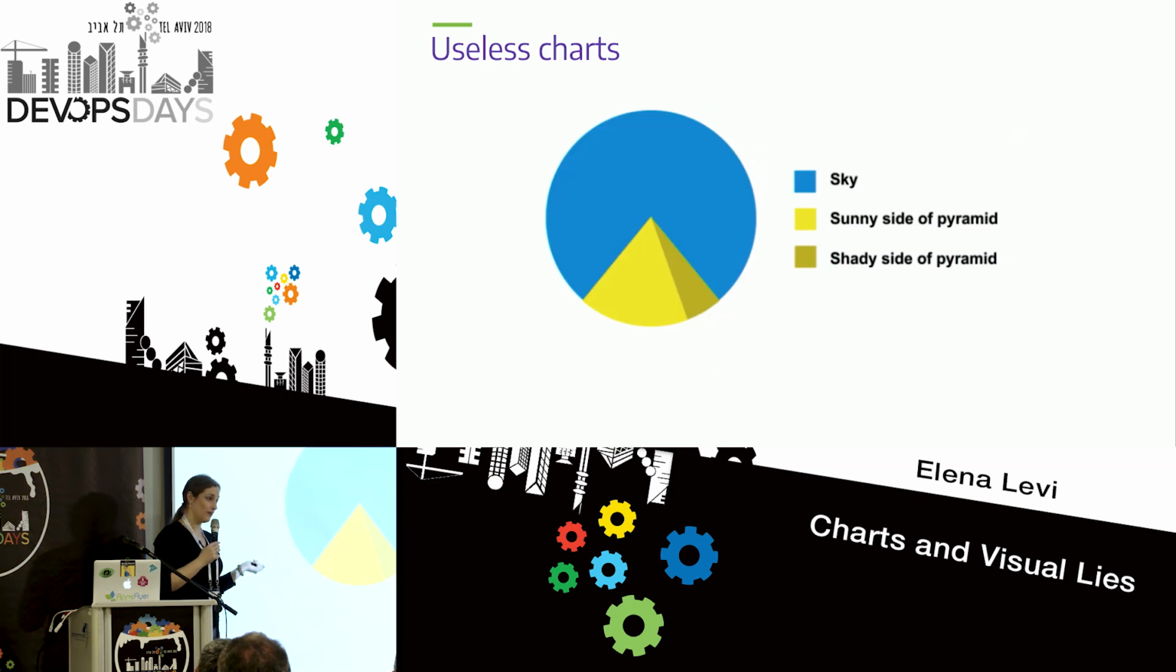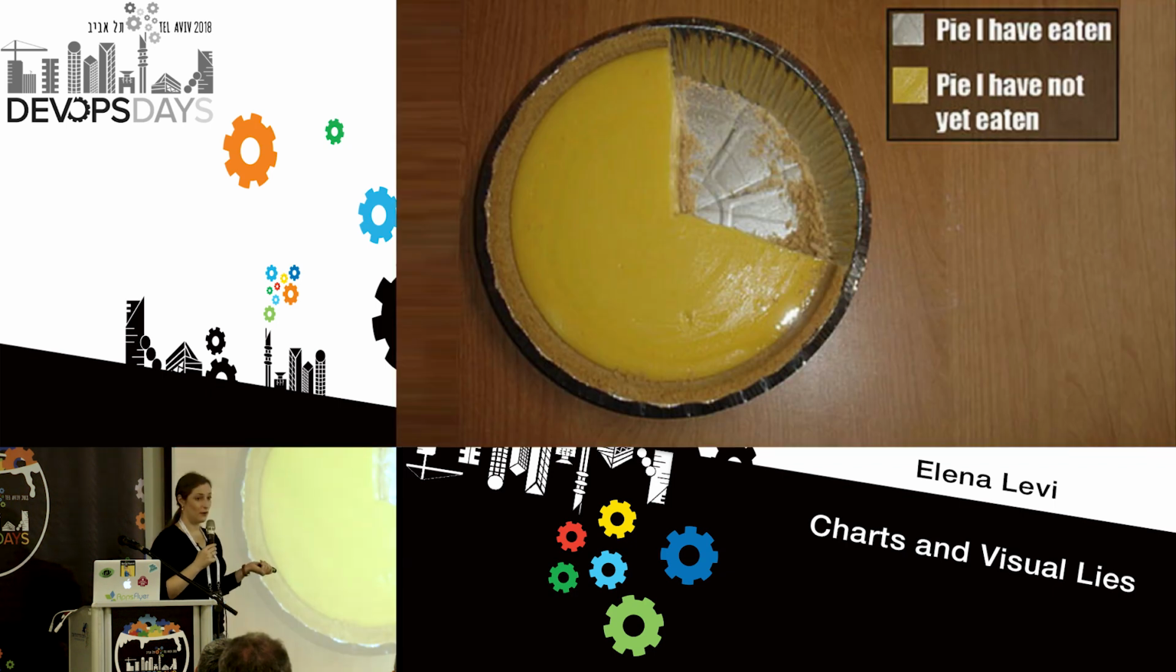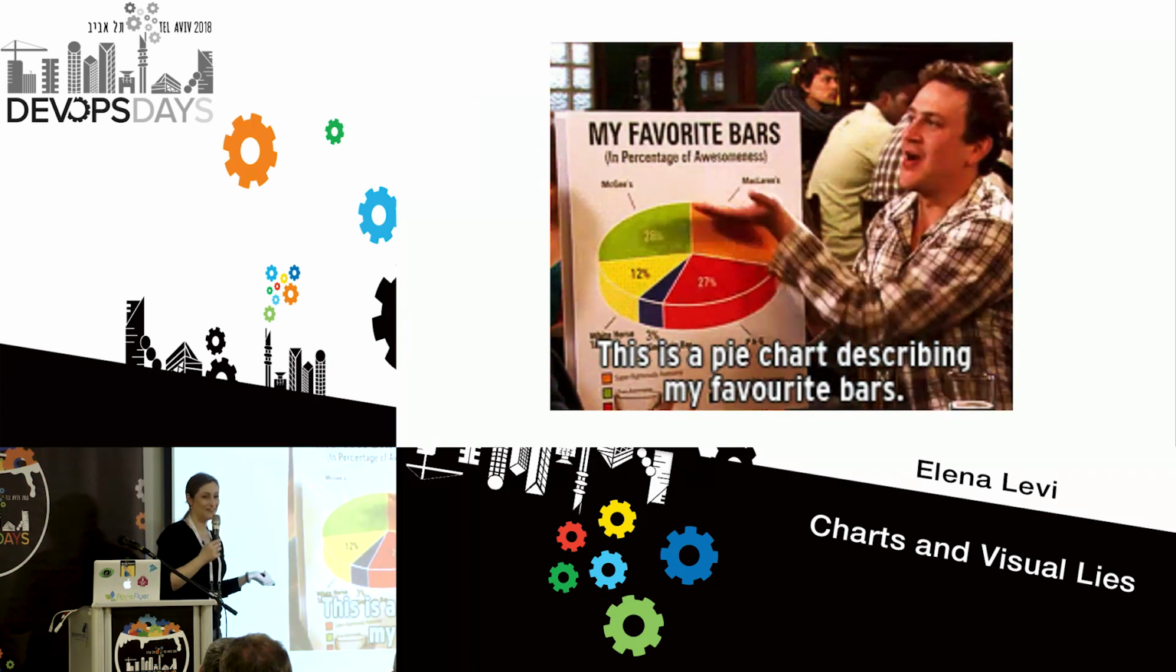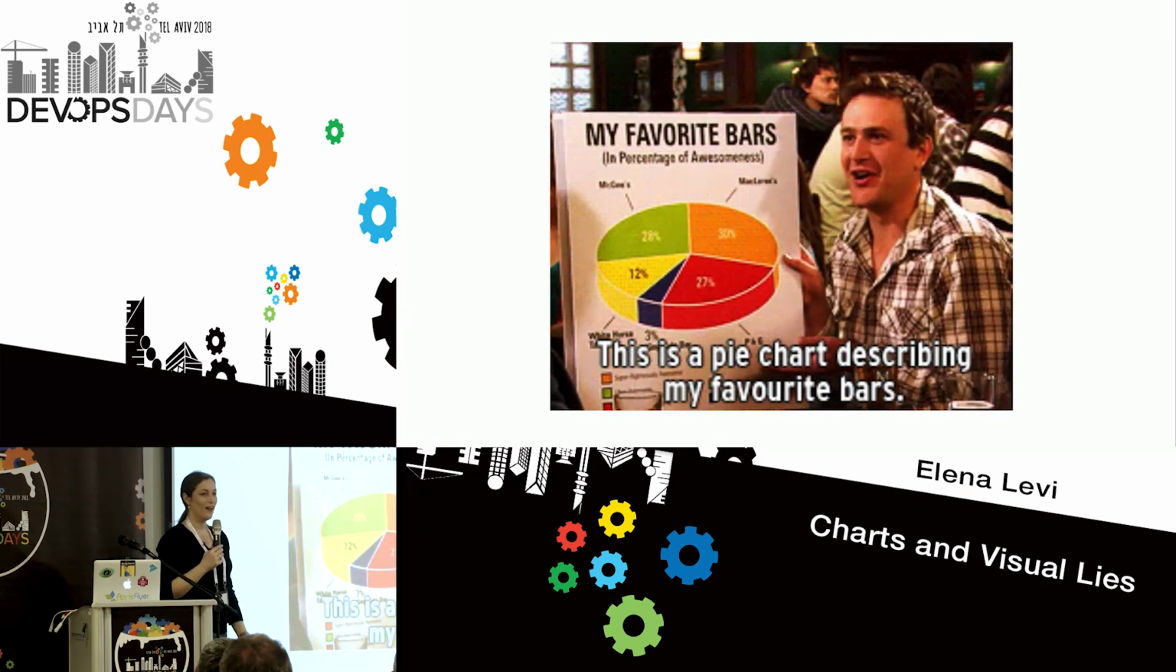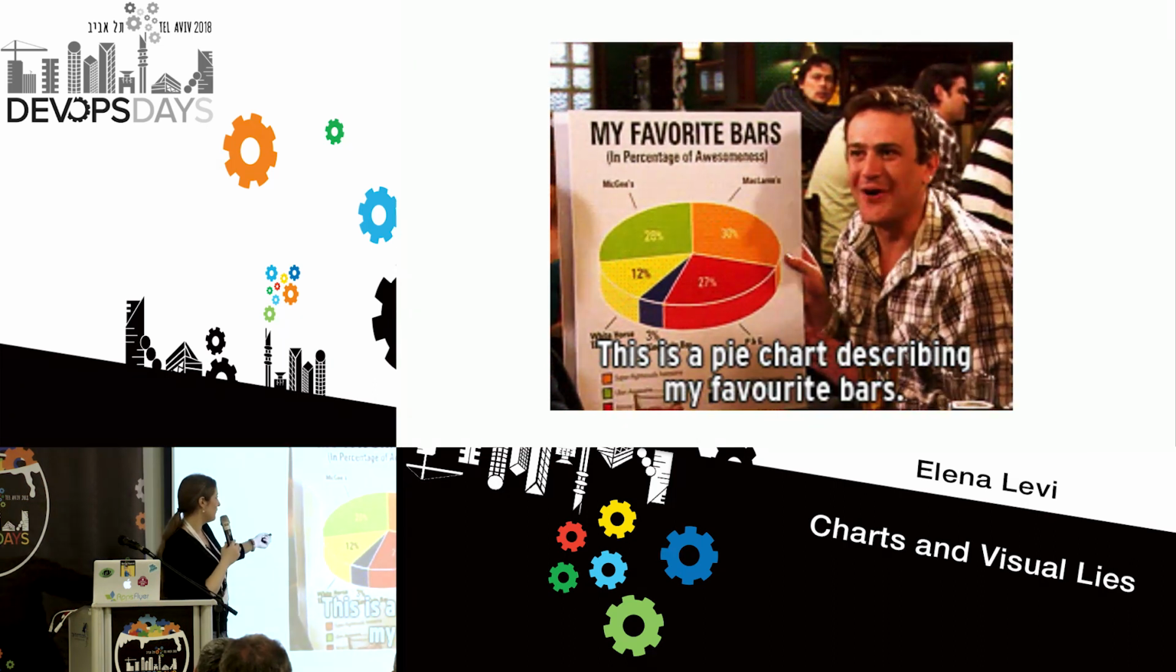This is a pie chart I approve of. This is also a pie chart I approve of. And this is my favorite pie chart. It represents Marshall's favorite bars.